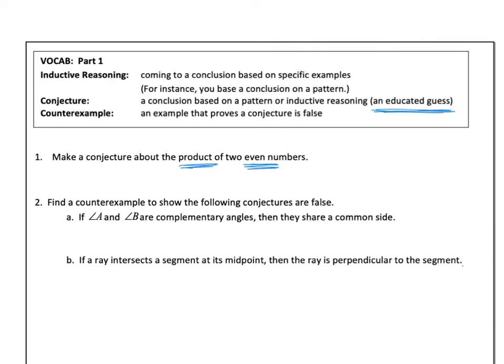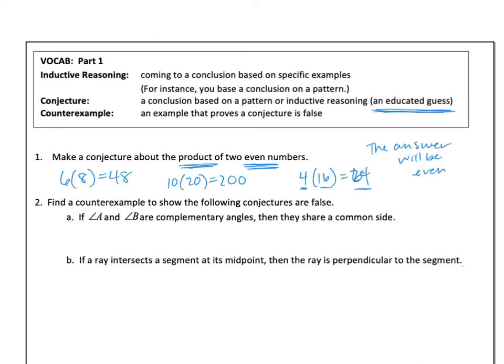I think when you multiply two evens, you're going to get an even. Let's try a few. Like 6 times 8, 48. 10 times 20, 200. Yeah, those are both even answers. Think of another number like 4 times 16. I think that's 64. And so again, if I multiply two even numbers, I got an even answer. And so my conjecture would be the answer will be even. That's my conjecture. It's my educated guess.